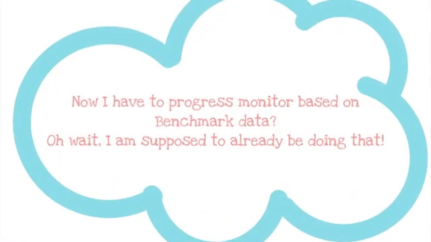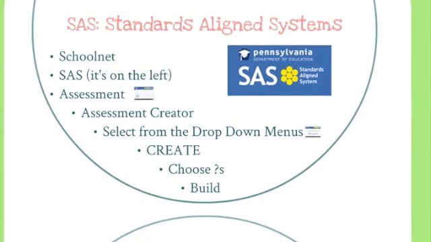Now I have to progress monitor based on benchmark data? Oh wait, I'm supposed to be already doing that. There are two ways we can do this. We can look at the SAS, which is the Standard Aligned Systems. We find that on SchoolNet. SAS is on the left, all the way down underneath where the gradebook is.